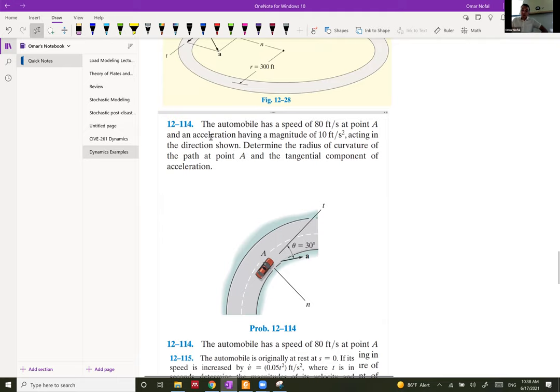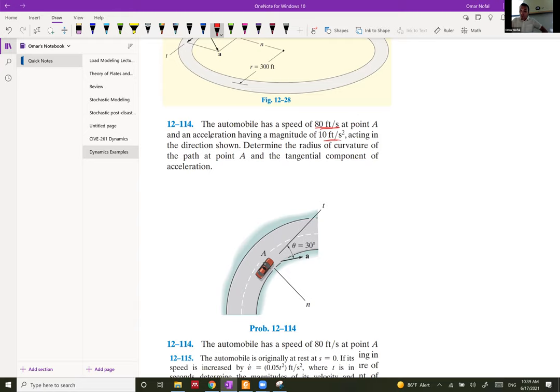So in this problem, it says that this automobile has a speed of 80 feet per second, so you know the tangent velocity for this problem. This velocity is at point A, which is this point, and an acceleration having a magnitude of 10 feet per second squared. This is the total acceleration, because it says general acceleration, not that the speed is accelerating at this rate. So the total acceleration is 10 feet per second squared acting in this direction.